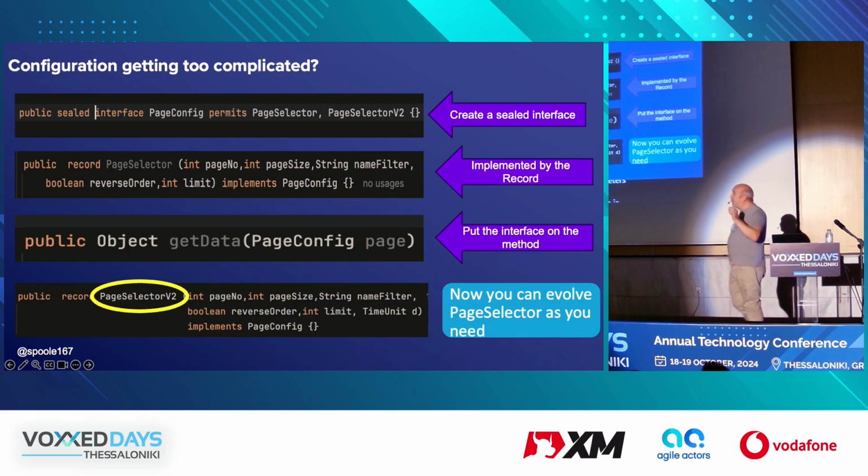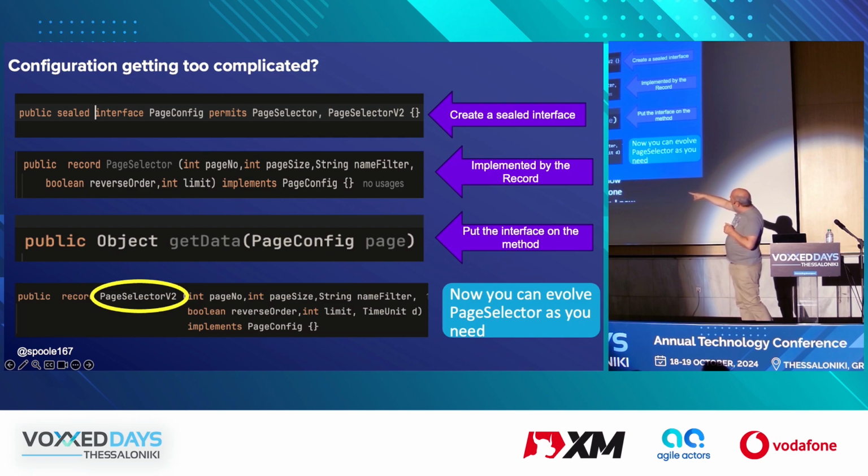You can create an interface. Here's one called page config, which is sealed. And I'm going to control what classes implement it. This time I'm going to use records, because records can implement interfaces, right? So now I've gone from get data page to get data page config.